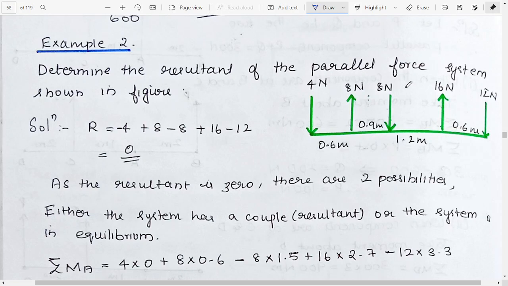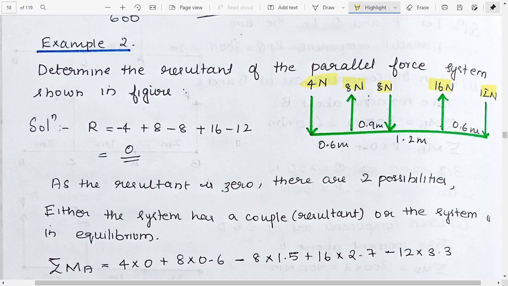Okay, now let us move to the second question. Determine the resultant of the parallel force system shown in figure. So again we are given a parallel force system. There are four forces: 4 newton, 8 newton, 8 newton, 16 newton, 12 newton. Now what we do is that we will take the resultant. So it will be minus 4 plus 8 minus 8 plus 16 minus 12, because these are in opposite directions.